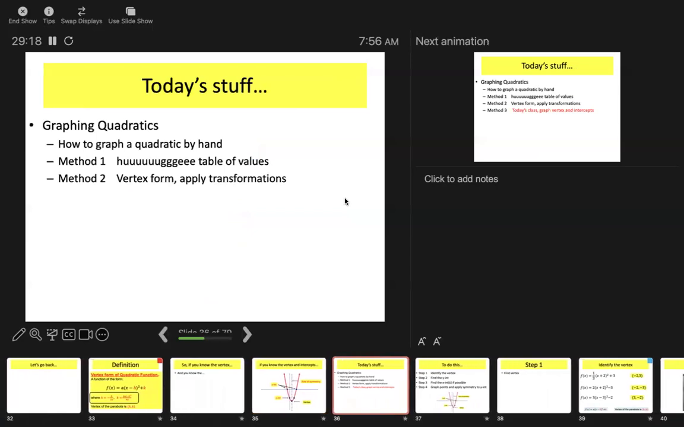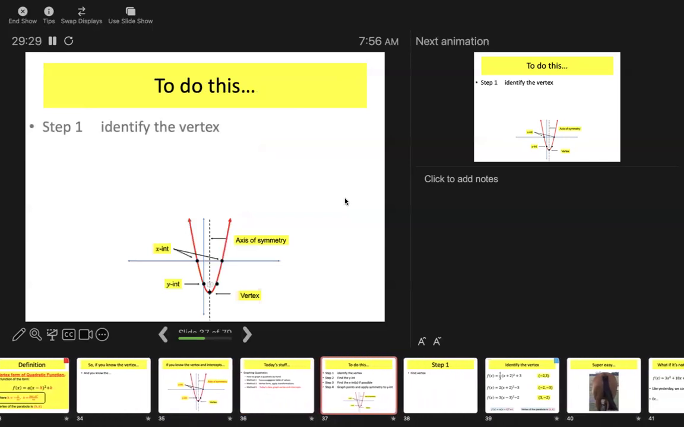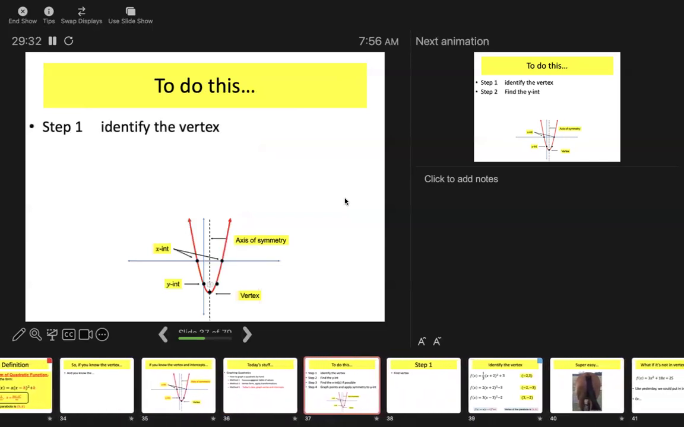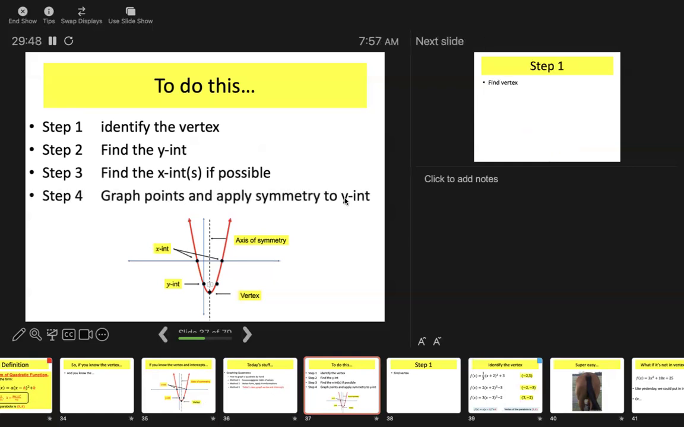So method number 3 is, if it's in vertex form, we're going to graph it using the vertex and the intercepts. To do this, first off, you have to identify the vertex, which is convenient if it's in vertex form. Step number 2, it could be step number 3, it doesn't matter which one you find first, you're going to find the intercepts. So the y-intercept and then the x-intercepts, if possible. Why do I say if possible? It might not have any, right? And then lastly, you're going to get some points for free, and those are the ones that come along with the fact that the axis of symmetry breaks it into half, a mirror image of itself.